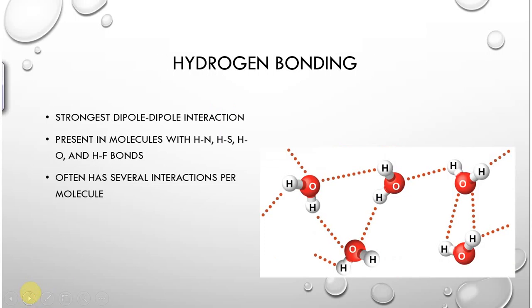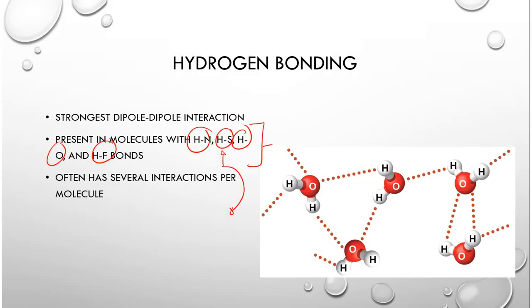Now, of the dipole-dipole, the strongest type of dipole-dipole interaction is called hydrogen bonding. Hydrogen bonding is going to exist only if you have an NH, SH, OH, and FH bond. Some textbooks will leave out the SH, but technically, guys, these are present in your cysteine amino acids and proteins. And so I'm including it here because if you go into any form of biochemistry, this counts.